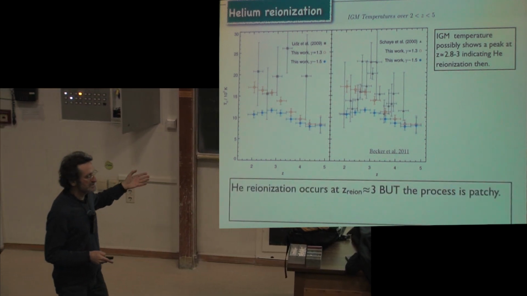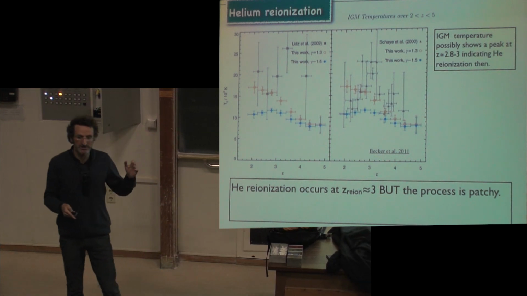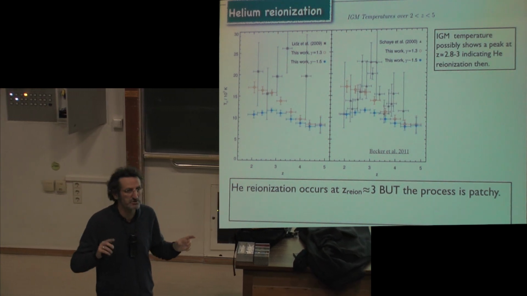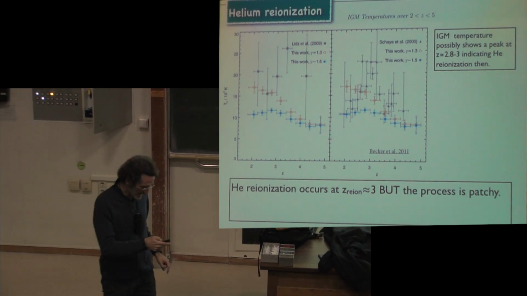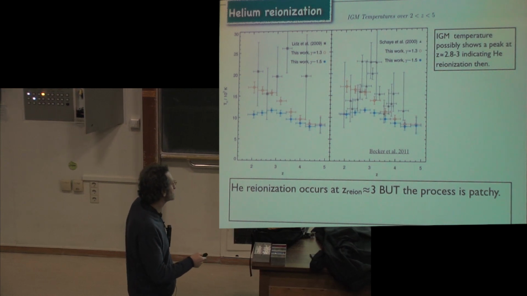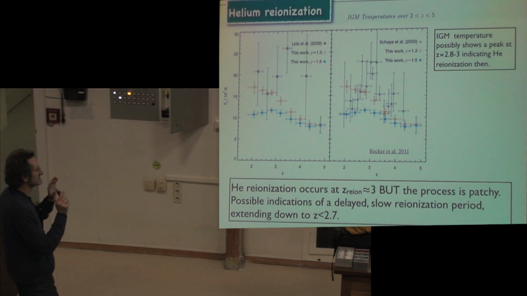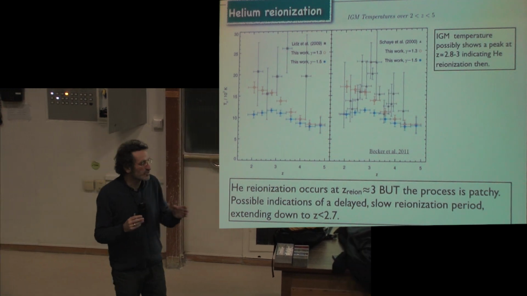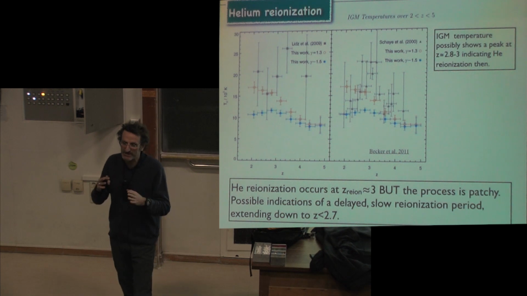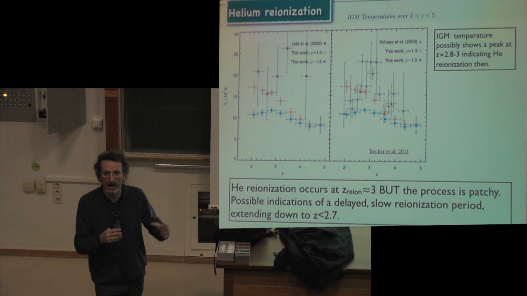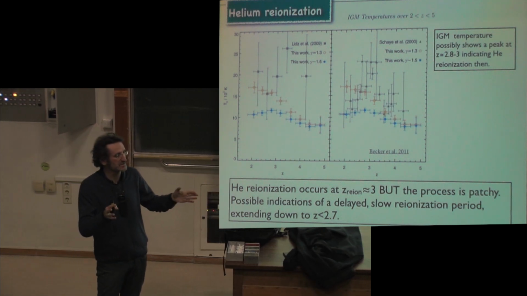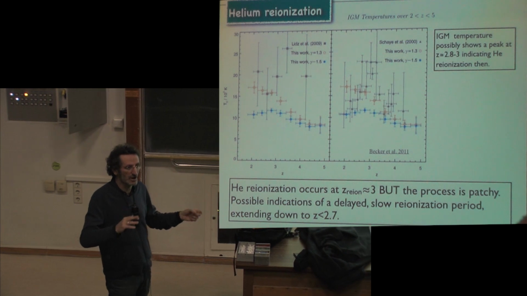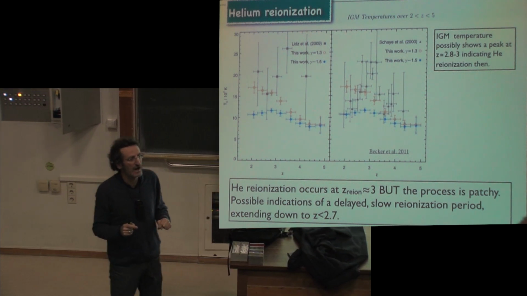So what can we say about helium-2 ionization, of course, at a redshift of 3? The process is probably very patchy. There are very few lines of sight with good observations, and the results are very different from different lines of sight. There are possible indications of a delayed and slow ionization period, which could extend well below redshift 3. So it seems that ionization of the hydrogen is a fast process, while ionization of helium is extended in time. And this could be due, and I'll show you later, to the different sources that are producing hydrogen and helium ionizing photons.